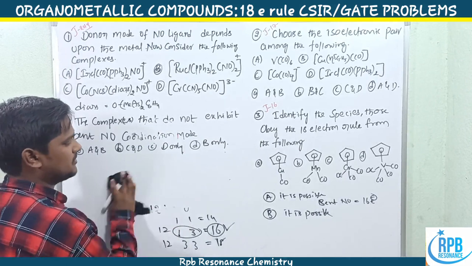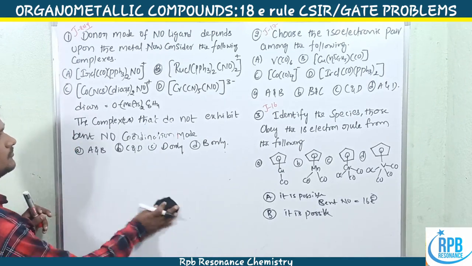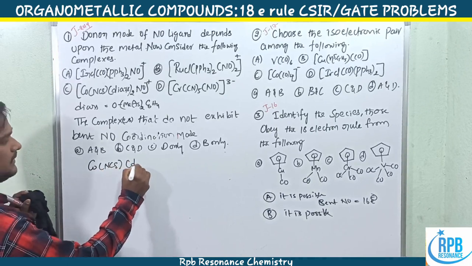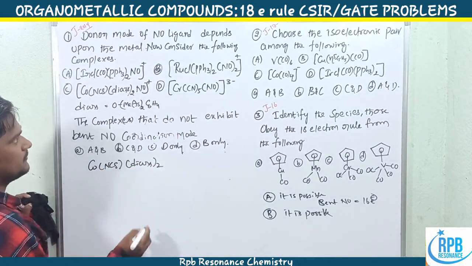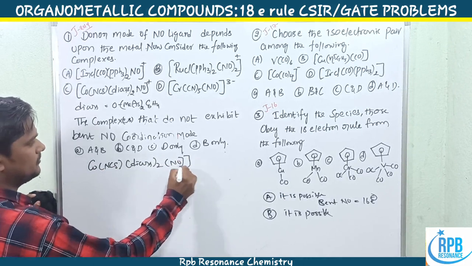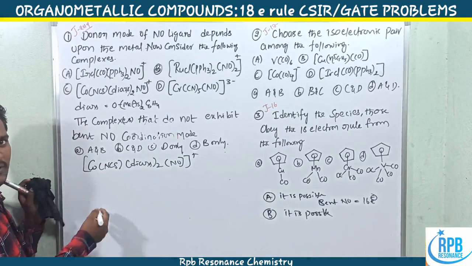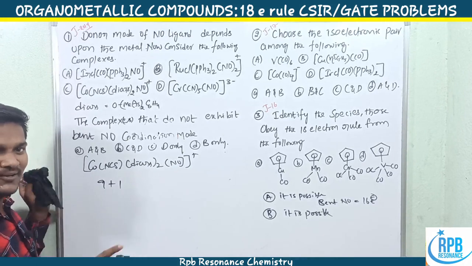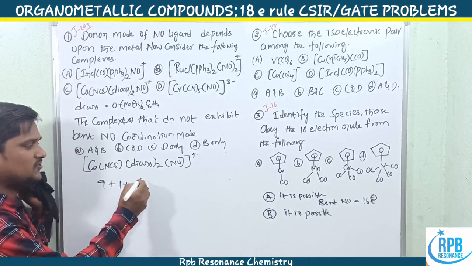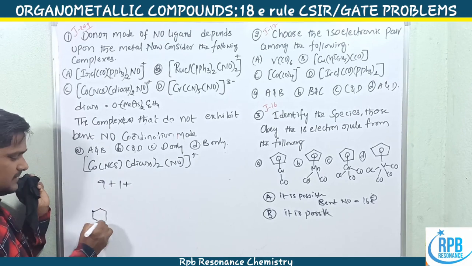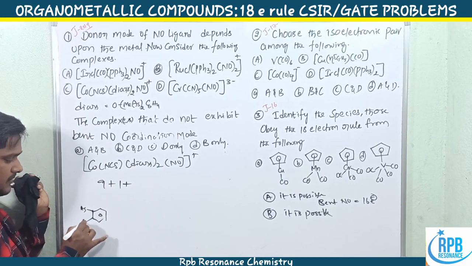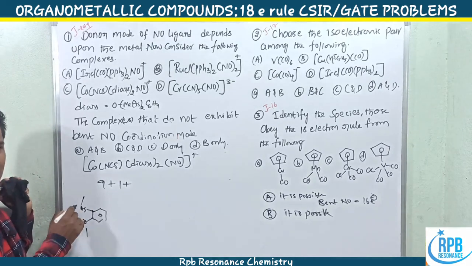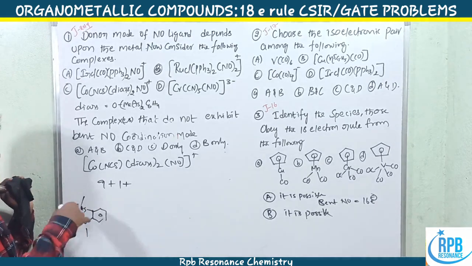Now let's move on to the third option, C. So cobalt, NCS, diars taken twice, NO, positive charge. So cobalt, we know, is 9, plus NCS, 1 electron. CNR is the 2 electron donor, but NCS is the 1 electron donor. So diars is nothing but this kind of moiety. So 2 arsenic atoms are there at the ortho position, and here methyl groups are there.